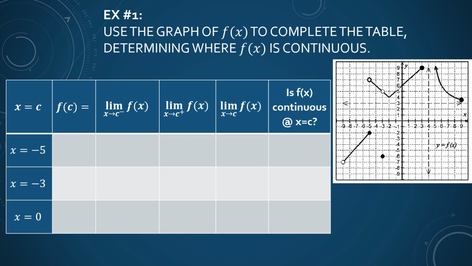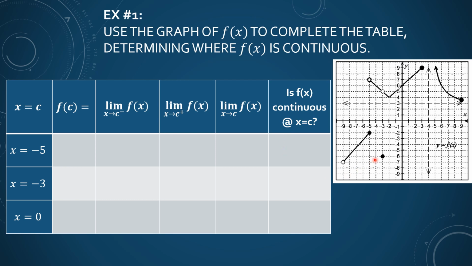So in our table, we have various c values for the given graph at the right. We're going to evaluate the function at each of those values, look at left and right hand limits, the overall limit, and then based upon what is f of c, what is the limit as x approaches c, is the function continuous, yes or no?